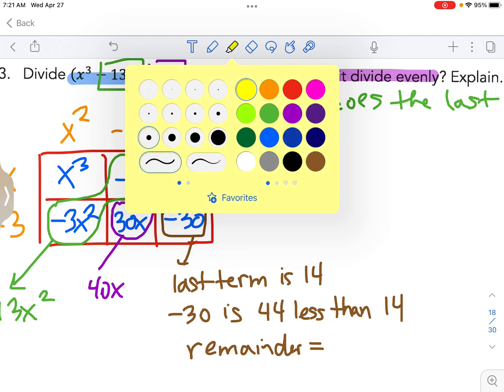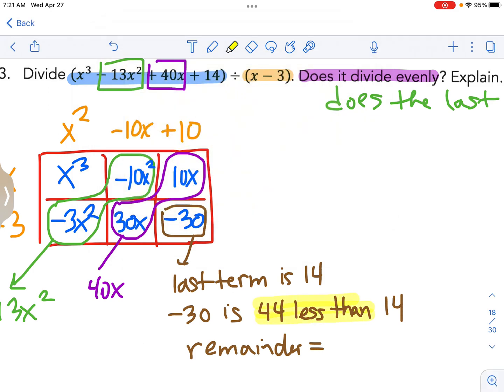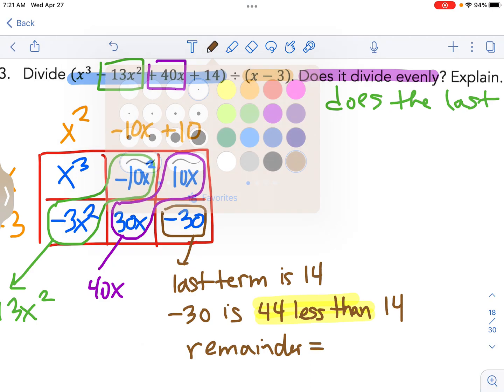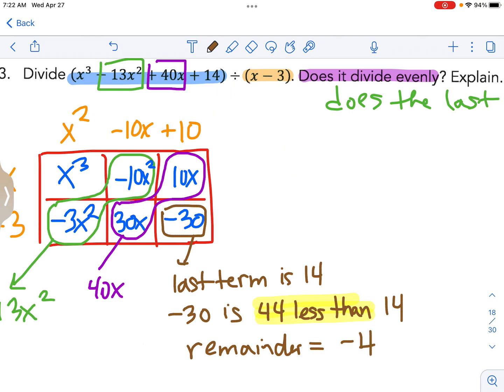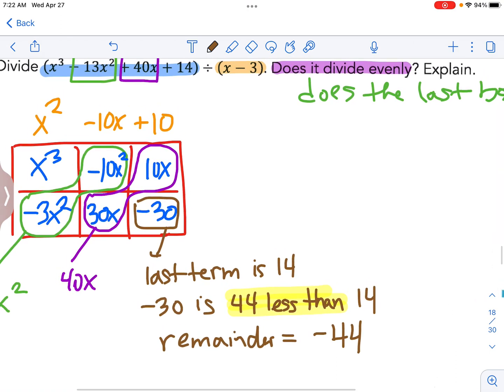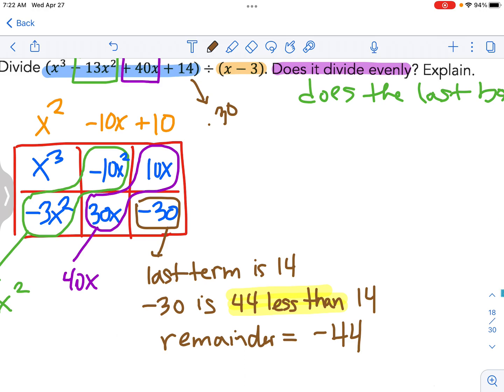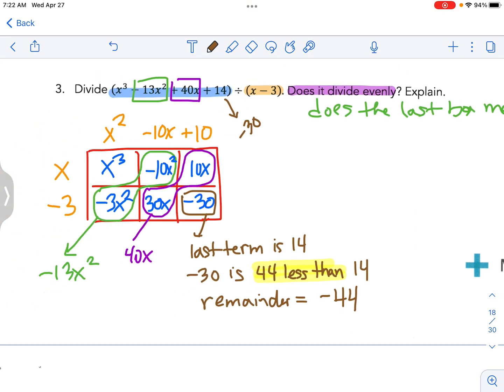I'm going to highlight this because this is where we get our remainder. 44 less than means I have to subtract 44, and I'll stick with brown. I have to subtract 44 from my product in order to get down to negative 30. So in other words, in order for this to work out to be no remainder, this would have to be negative 30. And it's not, it's a positive 14. So I have to subtract 44 from this to get down to negative 30. So that's what my remainder ends up being. So I have a remainder here.